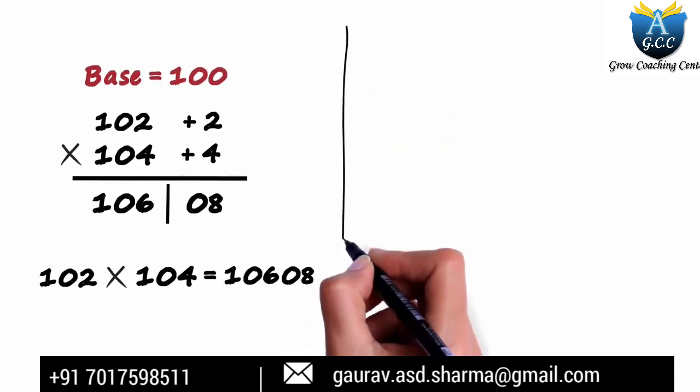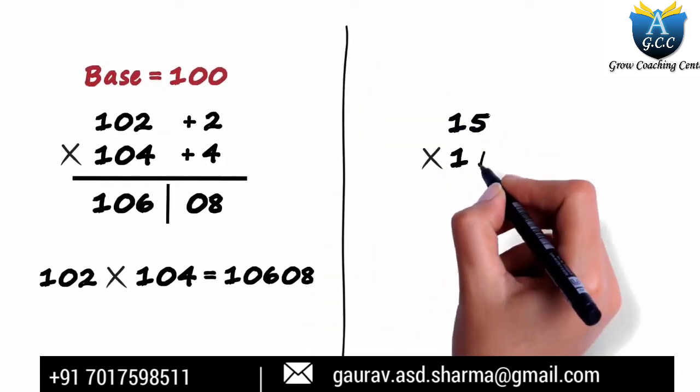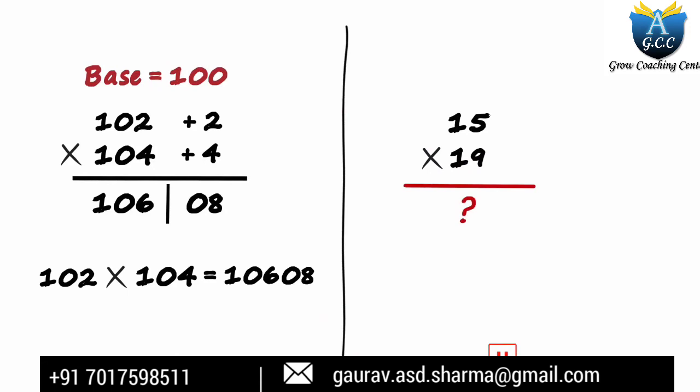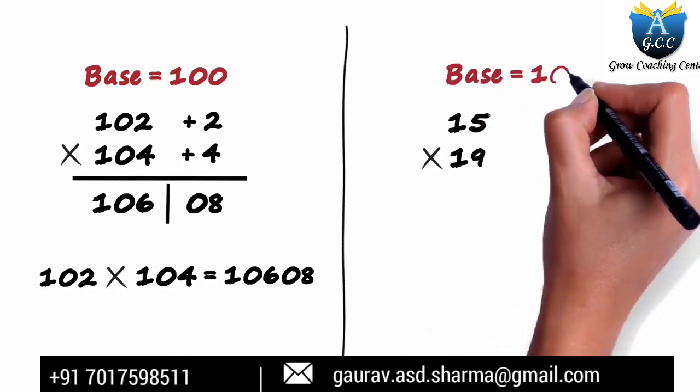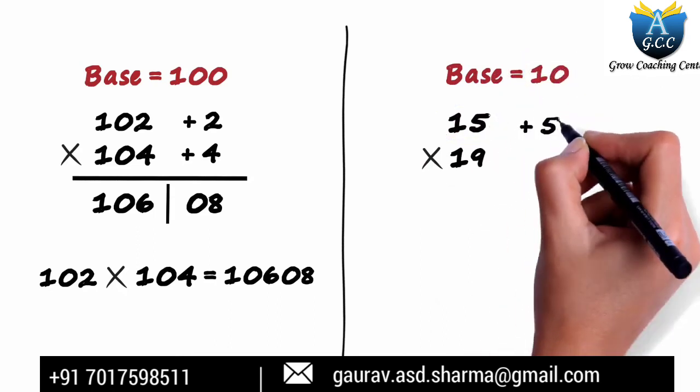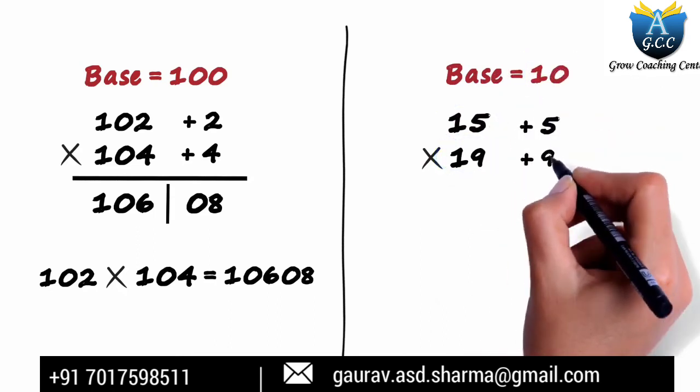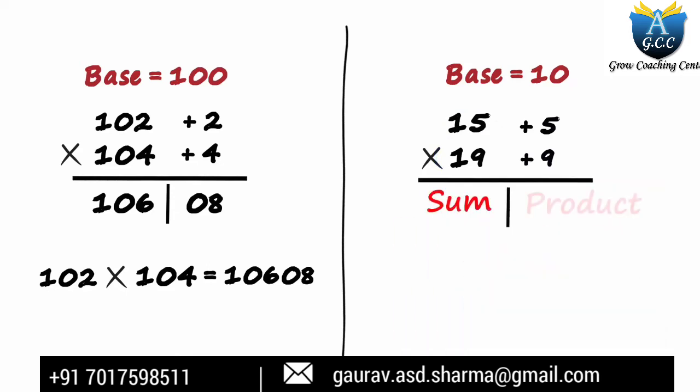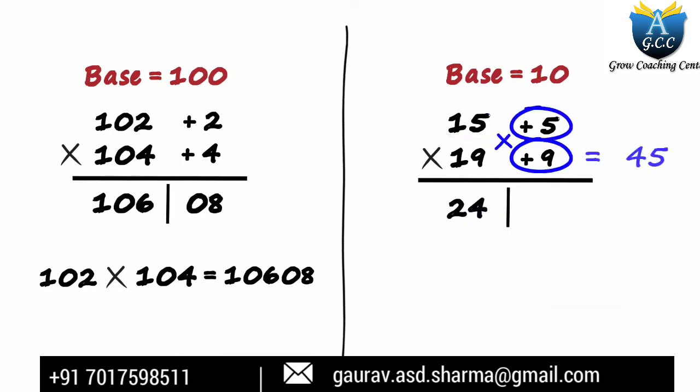Take a simpler one this time. 15 times 19. As both the numbers are close to 10, let's make 10 as the base here. 15 minus 10 is 5 and 19 minus 10 is 9. Sum on the left and product on the right. 15 plus 9 is 24 and 9 times 5 is 45.